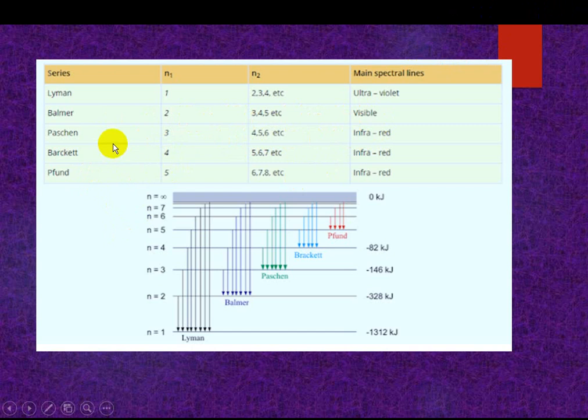Next, the Paschen series. The Paschen series is in the infrared. Do we see this line? Yes, sir. This ray we don't see. Infrared we don't see. So we can only observe the Balmer series. Here the ground state is 2 and the excited states are 3, 4, 5, 6. Only the Balmer series we can see. So there are 5 series: Lyman series, Balmer series, Paschen series, Brackett series, Pfund series.